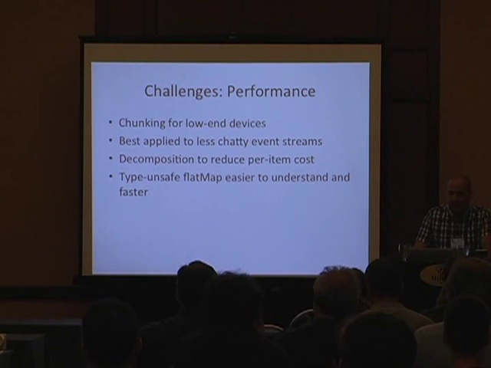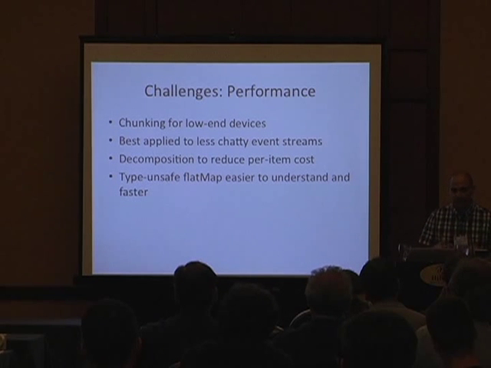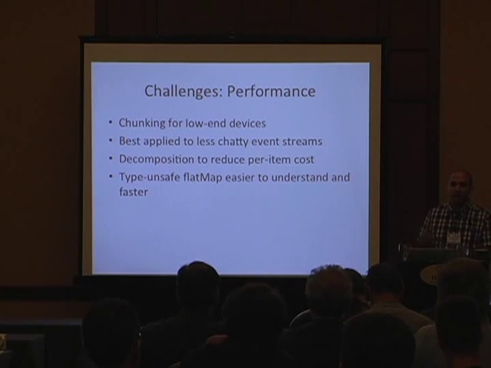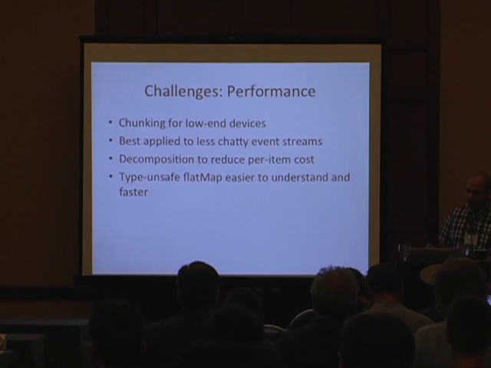But we also occasionally had to decompose. Instead of chaining map and filter, we'd create an observable and manually do that work, so that 6 or 7 steps could collapse into one, and that saves you a heck of a lot of function call overhead. As I said, it's best applied to less chatty event streams.